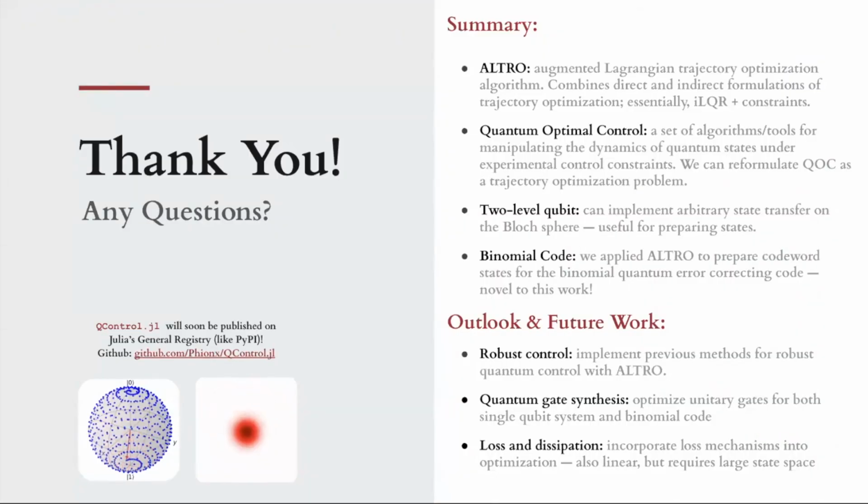Finally, to summarize, we used ALTRO solvers on quantum optimal control problems and demonstrated some use cases in 2-level qubit systems, as well as towards the optimal control of binomial codes. Outlook in future work includes implementing techniques such as robust control, quantum gate synthesis, and including experimental realities such as loss and dissipation. QControl.jl will soon be published on Julia's general registry, which is like Python's PyPI.